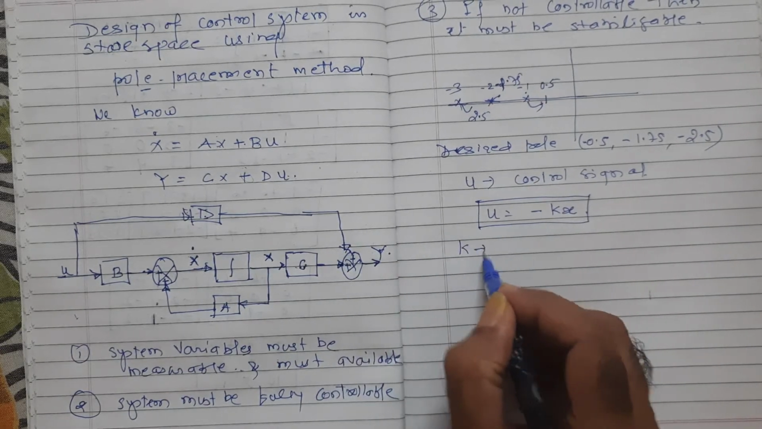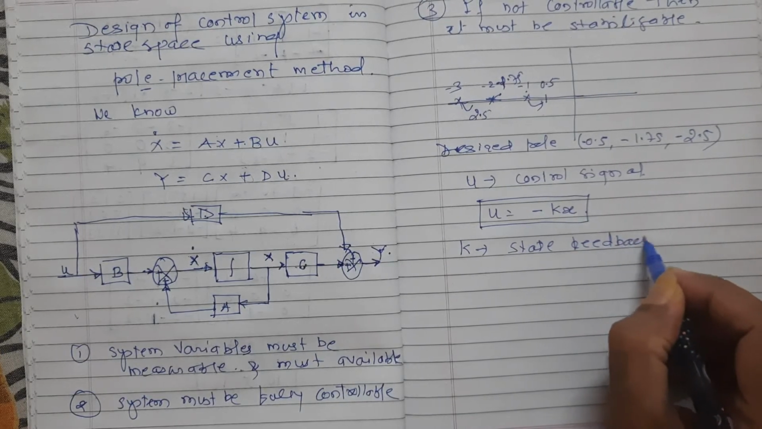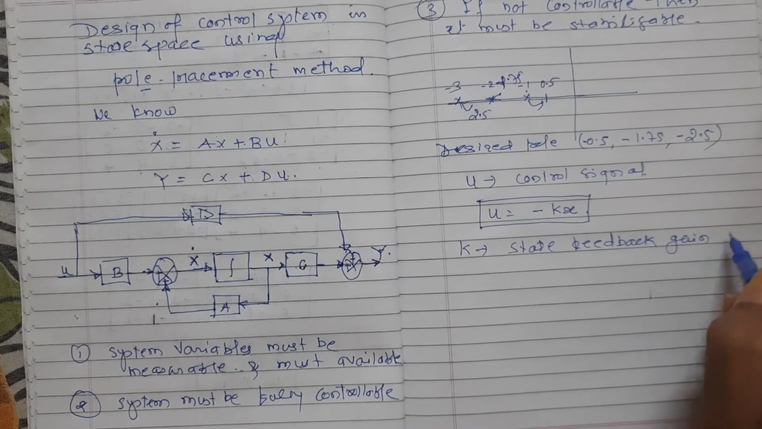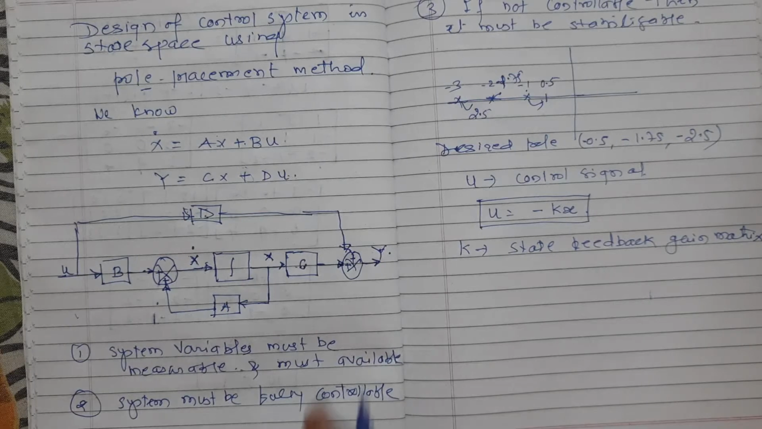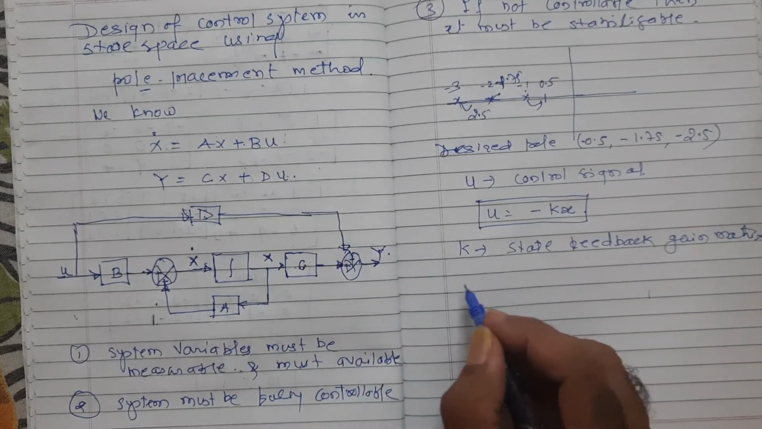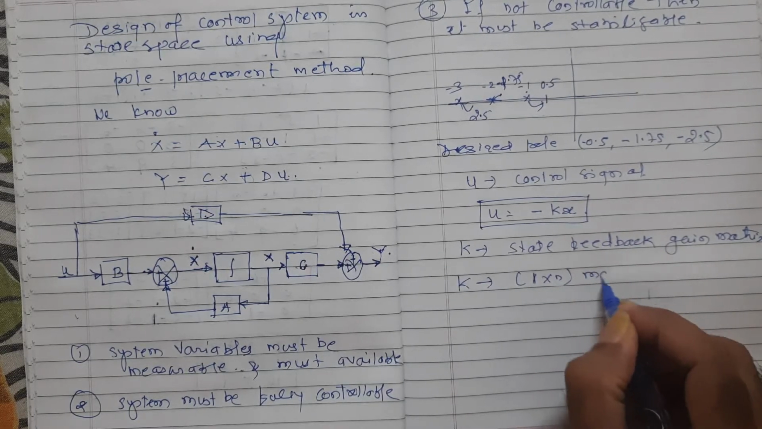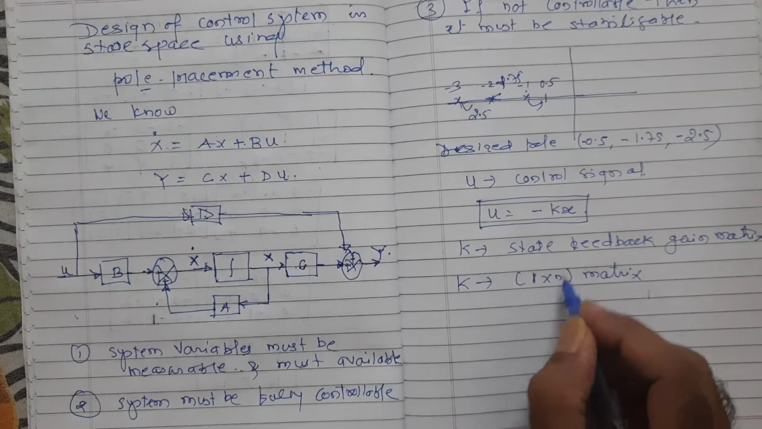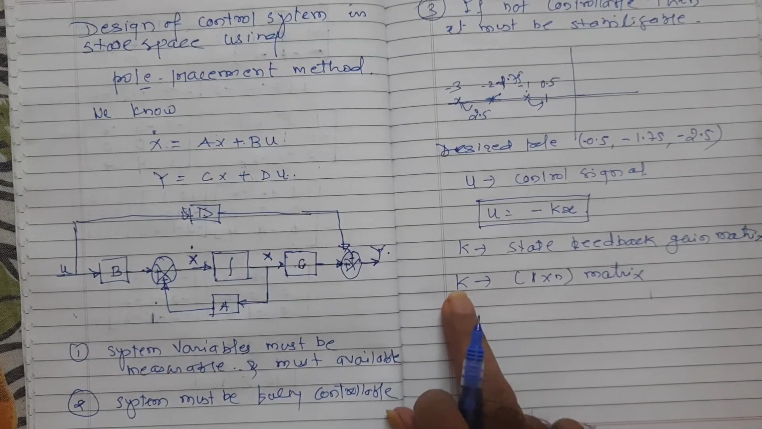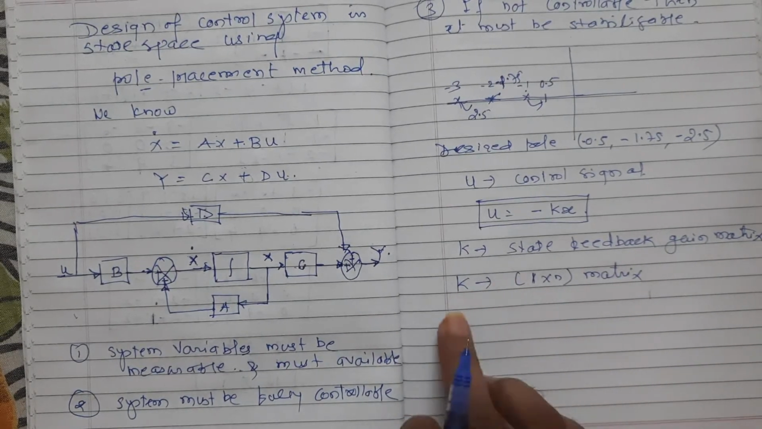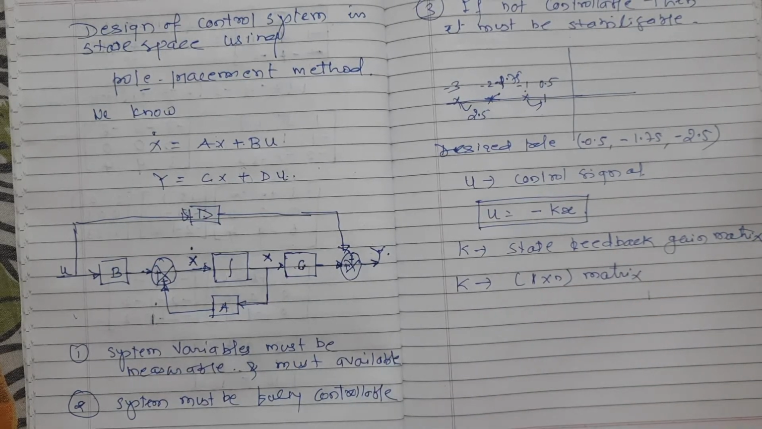This is my equation for the control system, the control signal or the control law: u equals minus k into x. This k is the state feedback gain matrix. K is always a 1 by n matrix. Always remember, k is a 1 by n matrix, which means there is only one row and n number of columns.